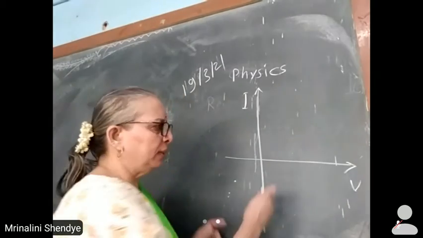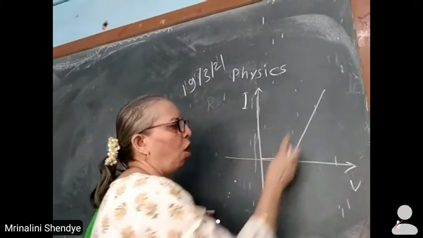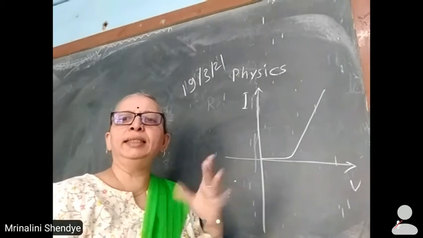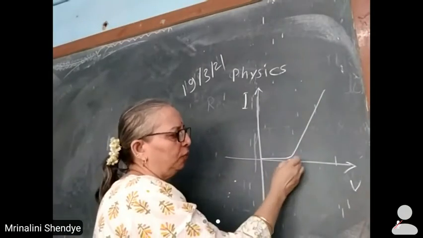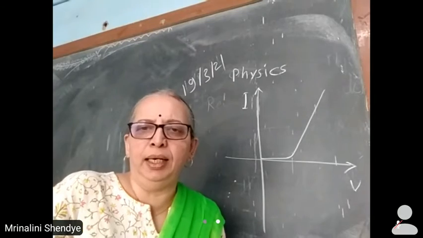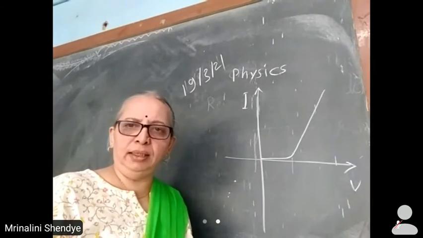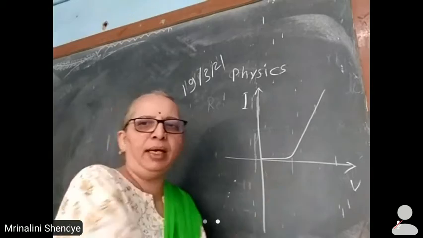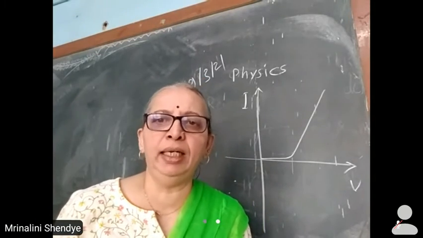So what happens in forward bias? Up to a certain value, almost no current, negligible current, and after a certain voltage, when it overcomes the barrier potential, you get current in it. So it offers resistance. So using this IV characteristics in forward bias, we are able to define its resistance.